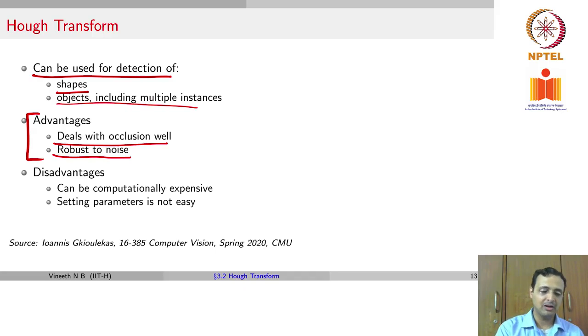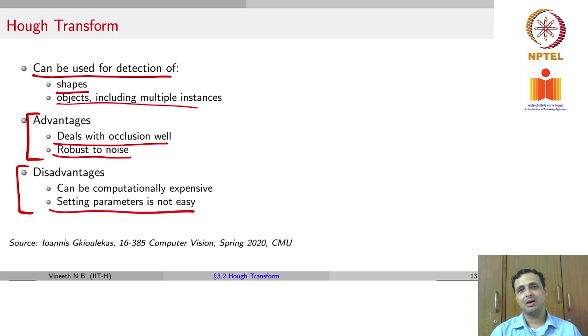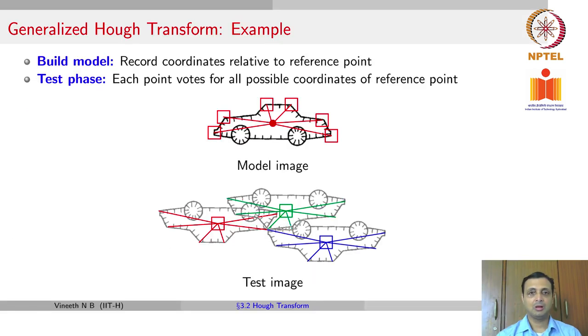The problem here is that it can be computationally expensive, depending on how you quantize your parameter space. Remember that every point has to cast a vote for different possibilities in your parameter space, which can be time consuming. And setting your parameters and quantizing them may not be easy for different kinds of shapes. For lines, circles, and a few well-defined shapes, it may be straightforward. For certain other shapes, this may not be easy, or quantizing them may not give very accurate answers. Those are some limitations to work with here.